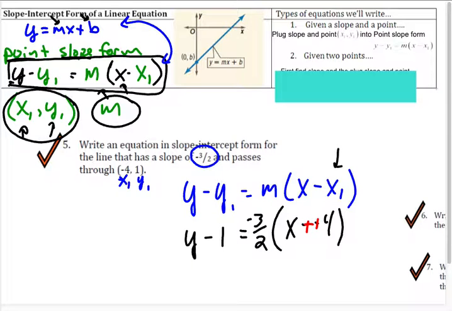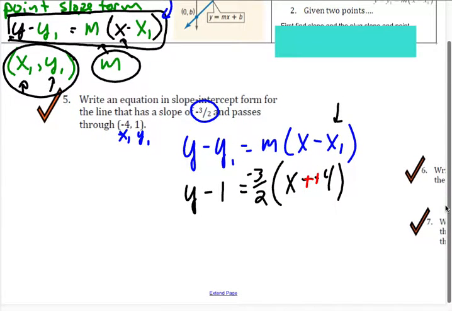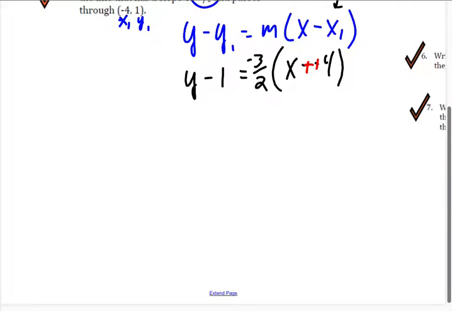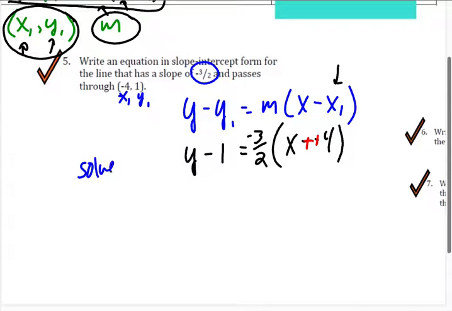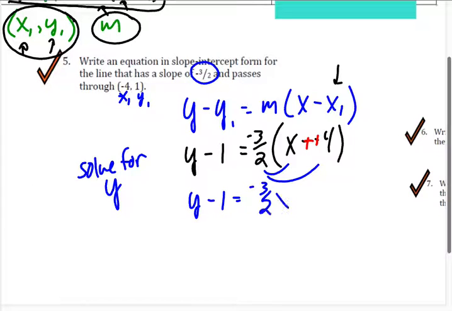But what I really want you to do is translate this into slope-intercept form now. And that's very easy. You basically just solve for y. Whenever you want it in slope-intercept form, you solve for y. So first of all, multiply through by the negative 3 halves to get rid of your parentheses. So y minus 1 equals negative 3 halves x. Negative 3 halves times x is just negative 3 halves x. And negative 3 halves times 4 is going to be negative.